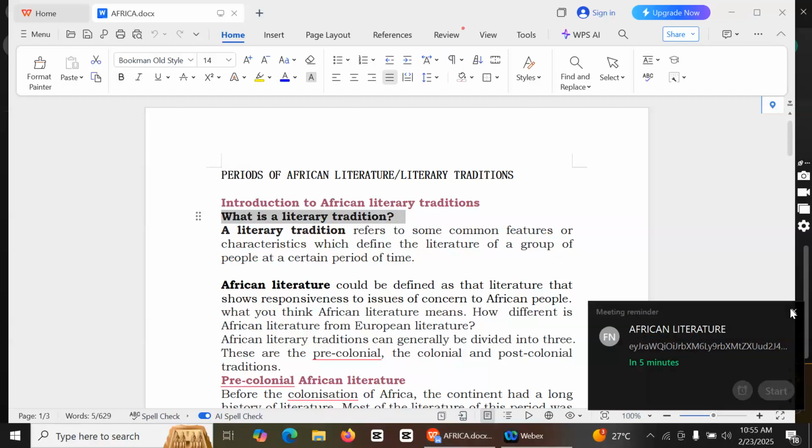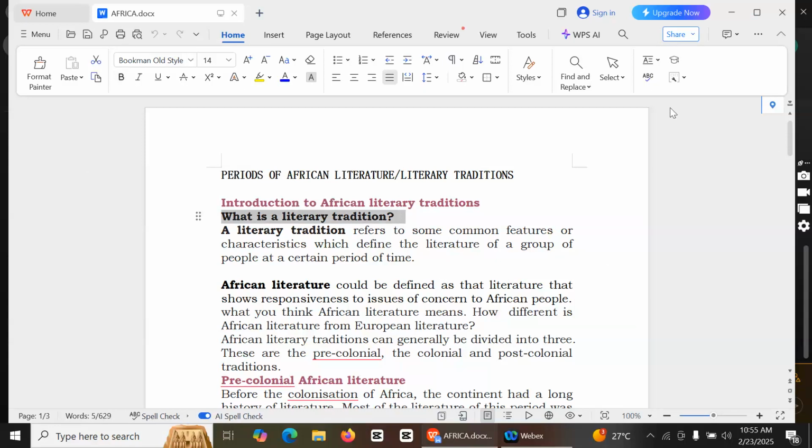We have also seen another important key term. These are terms most of the time set in national exams. Dear students, you have to be careful with these key terms because they are very important. We have seen that African literature is a literature that shows responsiveness to issues of concern to African people, or literature written in the context of African culture about African people's life.